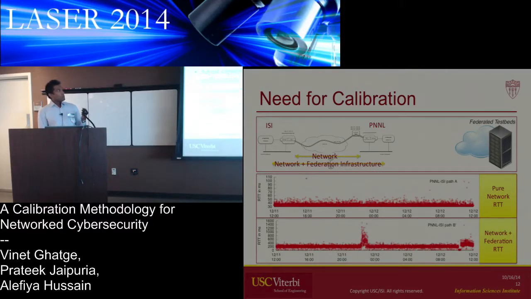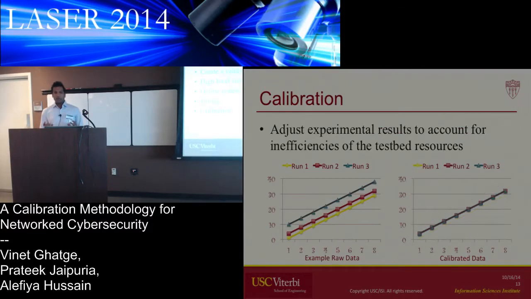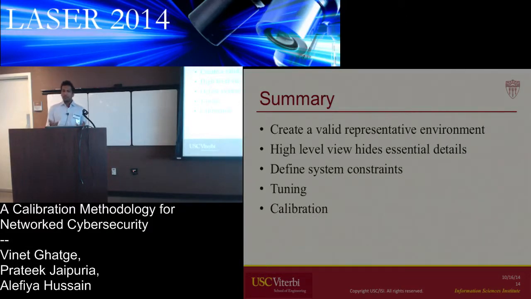Right. So just to summarize, as an experimenter, you need to be able to create a valid representative environment. The current high-level view, the current abstraction that we use, hides away a lot of the essential details. We need to figure out a way to define system constraints correctly, and then use them to tune our systems. When tuning is not a viable solution, we need to calibrate our results. And with all of these, what we are trying to achieve is the high-level goal of reproducibility, to be able to do repeated runs of the same experiment and reproduce the same result again and again.